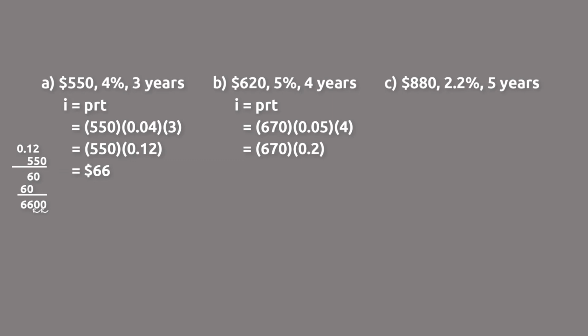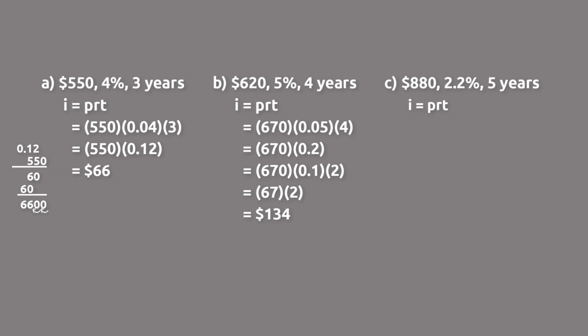670 times 0.2. And we could multiply this all out, or we could recognize that this is 670 times 0.1 times 2. And the reason why I'm saying that is because with 10%, you just move the decimal place over one place. So this equals 67 times 2. And that equals $134 in simple interest.